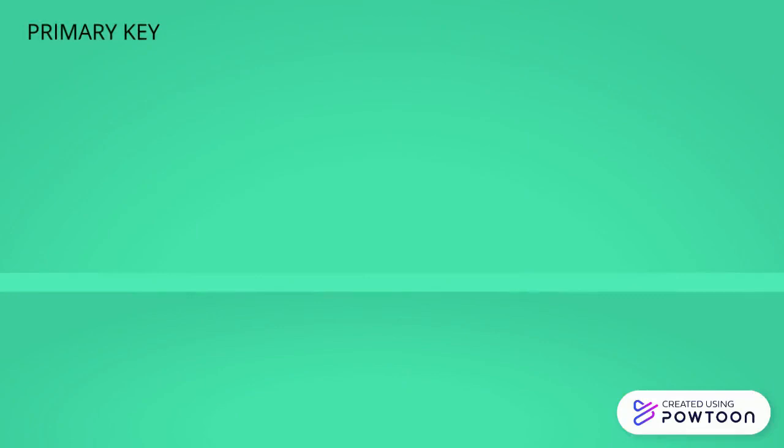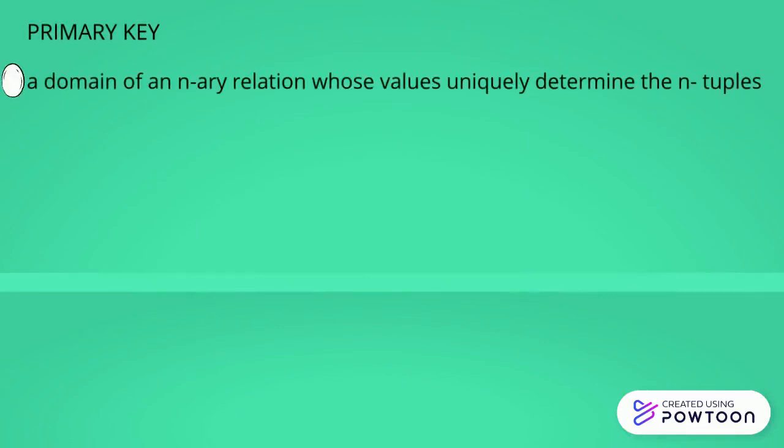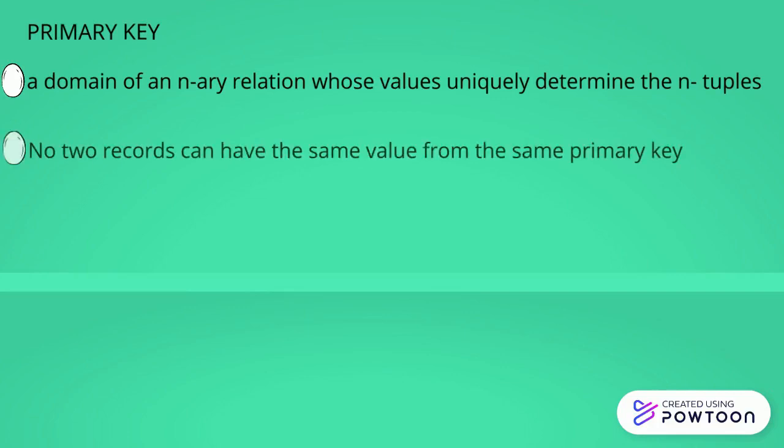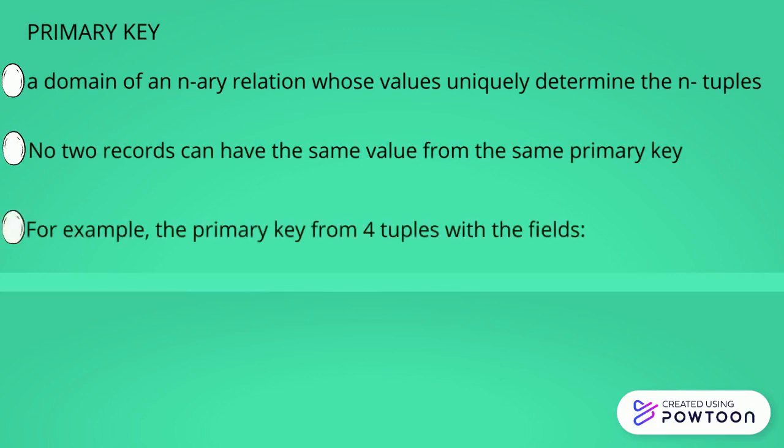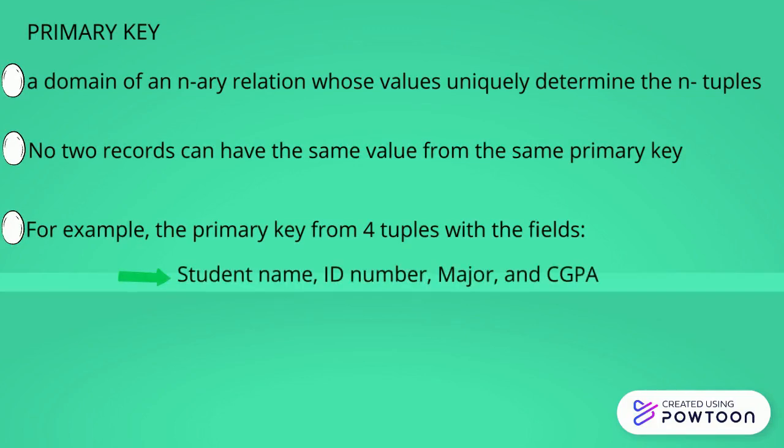Primary key. A primary key is a domain of an n-ary relation whose values uniquely determine the n-tuples. No two records can have the same value for the same primary key. For example, the primary key from the four-tuple of fields student name, ID number, major and CGPA is student name and ID number.